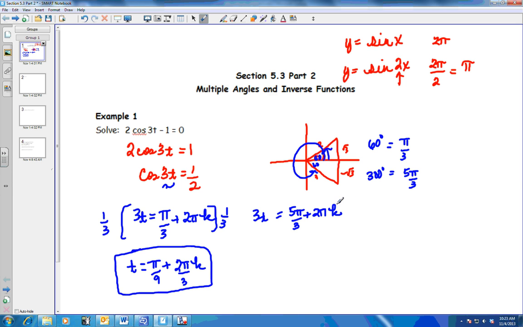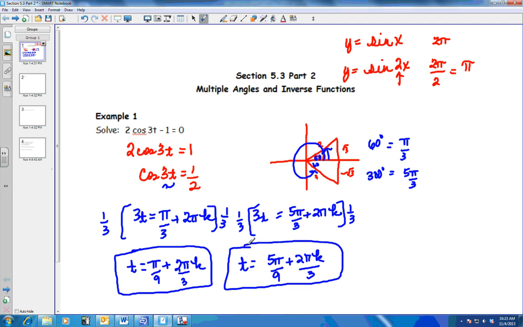So I'm going to do the same thing with this answer. Multiply everything by 1/3. So I get t equals 5 pi over 9 plus 2 pi k over 3. So instead of every 2 pi, my answers are going to start repeating every 2 pi over 3. Okay, let's do another example.